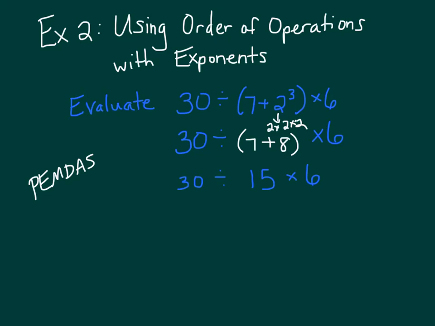So you actually have to do 30 divided by 15, which is 2, and then times 6. And that is going to give us a total value of 12. So our final answer in this case is actually 12.